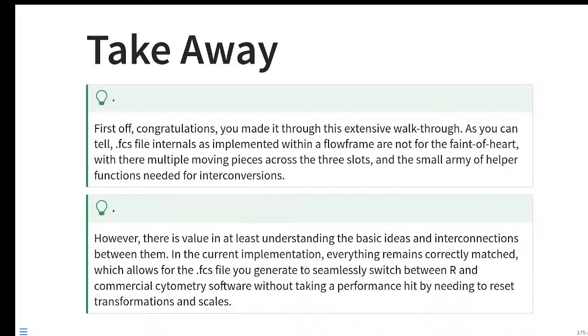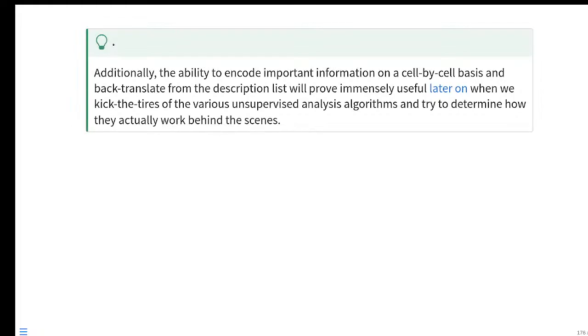So in the current implementation, everything remains connectedly matched, which allows those FCS files that you generate to seamlessly switch between R and the commercial cytometry software without taking a performance hit needing to reset the transformation and scales accordingly. Additionally, the ability to encode important information on a cell-by-cell basis, as well as back-translate from the description list, will prove immensely helpful later on when we kick the tires of various unsupervised analysis algorithms and try to determine how they actually work behind the scenes.